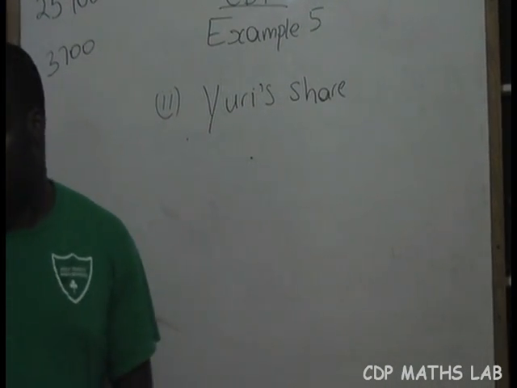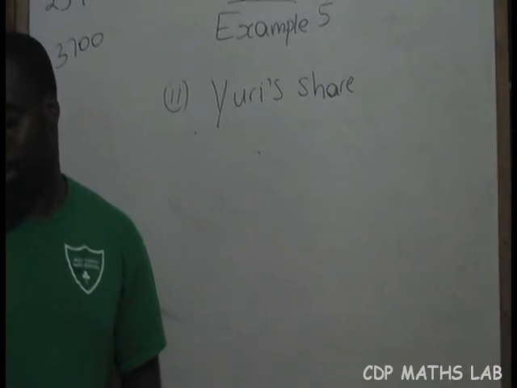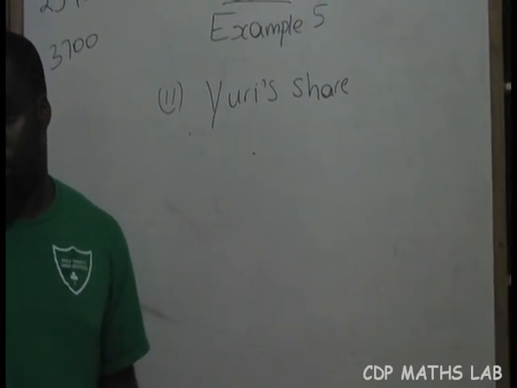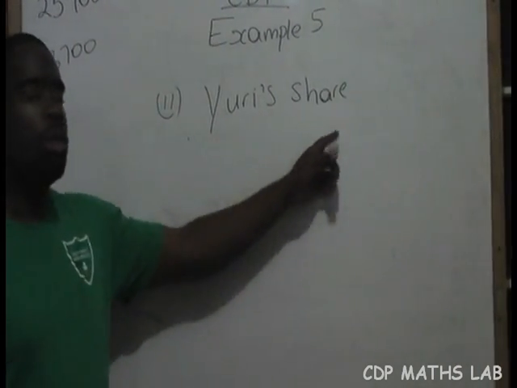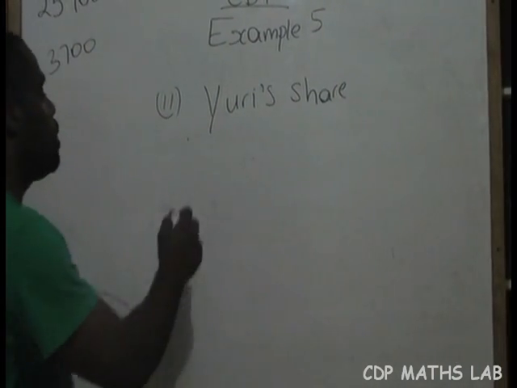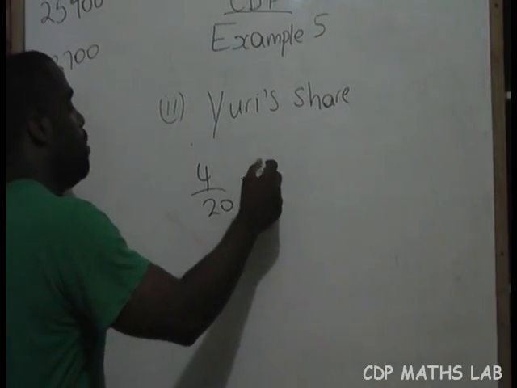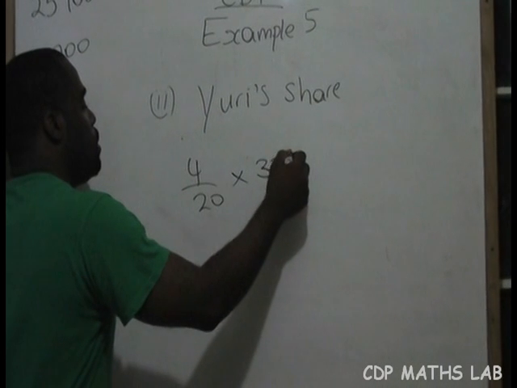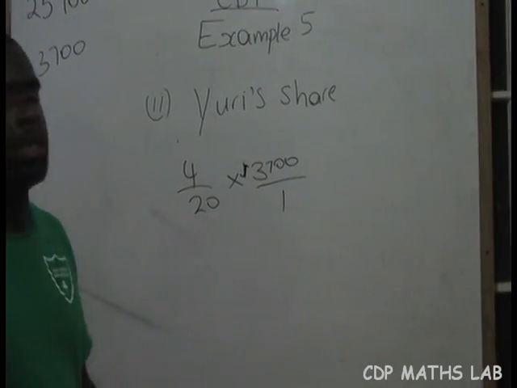We know what your share is. Yours got 4/20th of the total amount. How do I know that? Because the 4 was under Yuri. So 4 over 20 times $3,700, and that's how we're going to find your share.